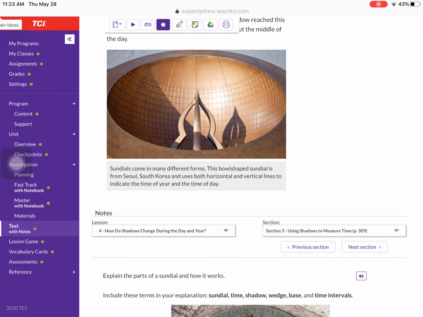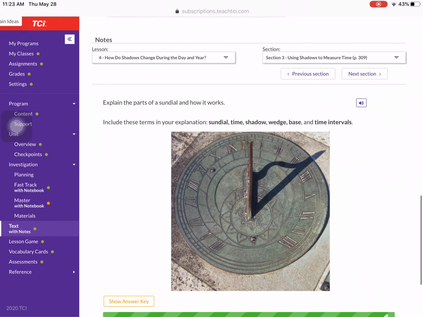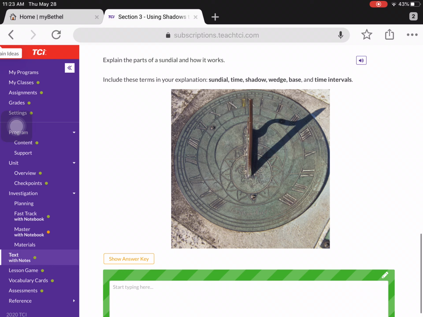And here is a different form of sundial. This one is like in a bowl shape, from Seoul, South Korea. Kind of cool, huh? Here's another. So here's what you're going to do down here. Explain the parts of a sundial and how it works. Include these terms in your explanation: sundial, time, shadow, wedge, base, and time intervals.